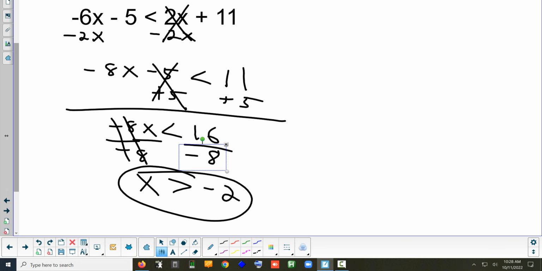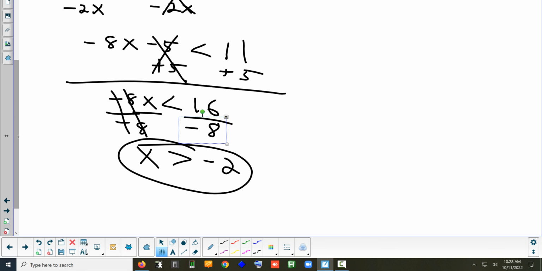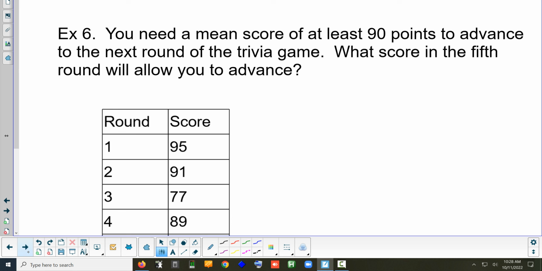Okay. So I think that was example 3. So let's flip to the back of the guided notes and let's do example 6, because that's one where we have to set up an inequality first and then solve it. And if we have time, we'll go back and do either 4 or 5. Probably not both of them.